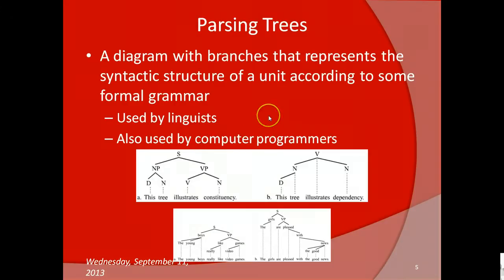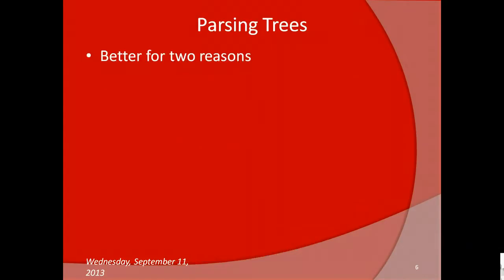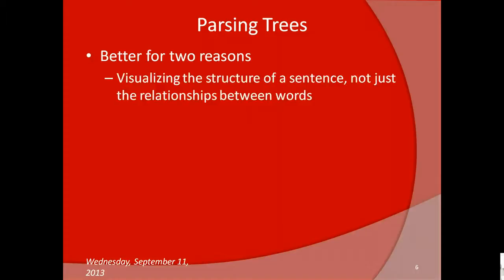So we're going to be working with parsing trees. I think parsing trees are better for a couple of different reasons. First of all, I think they better visualize the structure of a sentence, not just the relationship between words. Second of all, parsing trees allow us to parse single phrases or single clauses within a sentence, whereas the Reed-Kellogg diagrams, it really doesn't look right if you just try to diagram a phrase or a clause. You really have to diagram the whole darn sentence for the diagram to look right.